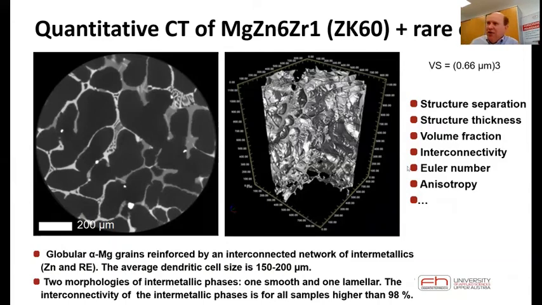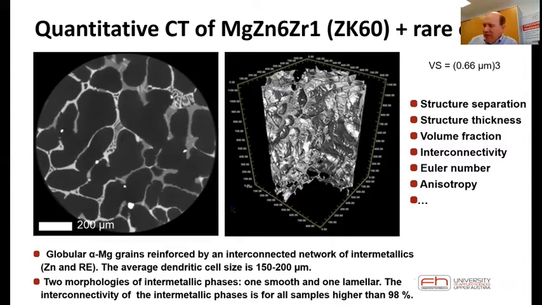Here we have a complex structure. It's a magnesium alloy. So we have here magnesium together with 6% zinc and 1% zirconium and some rare earth metals. This gives a complex and nice 3D structure. We have in the center the magnesium grains, and around these grains, we have some interconnected network of intermetallics with zinc and some rare earth metals. You see two different intermetallic phases. One is smooth and one has a laminar structure. The laminar structure has also a higher gray value. So this means there are elements with a higher number of electrons in this intermetallic structure alloy.